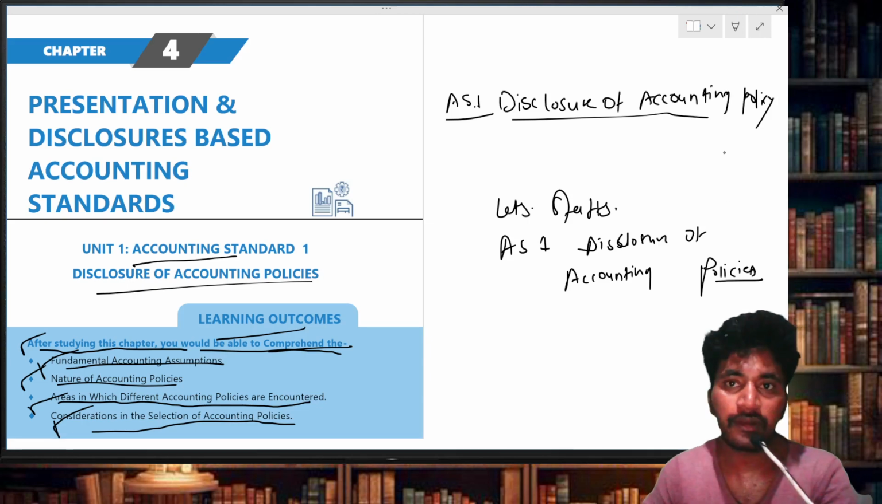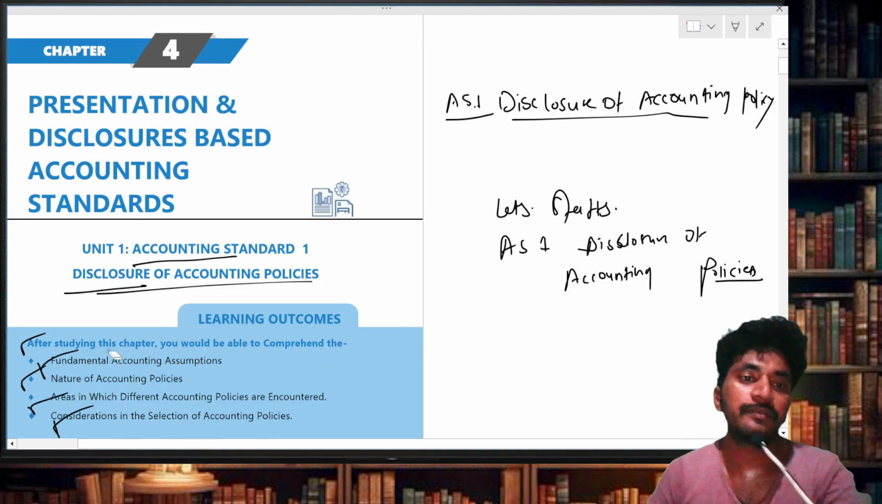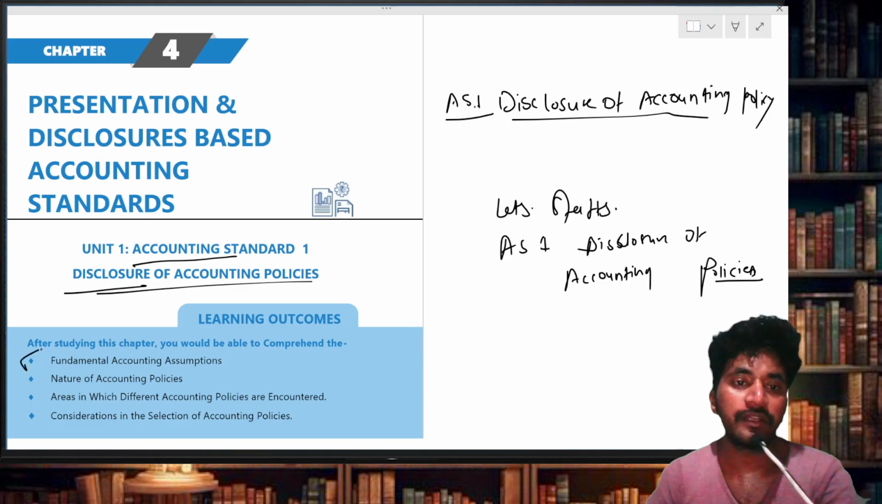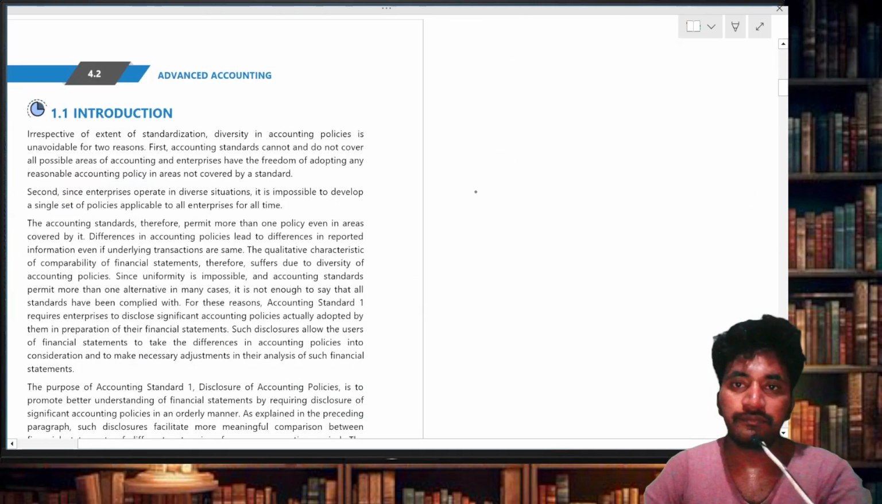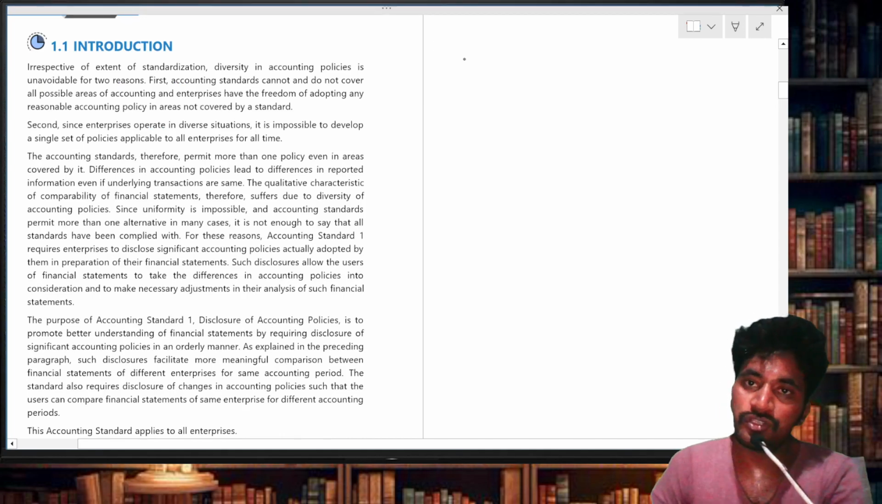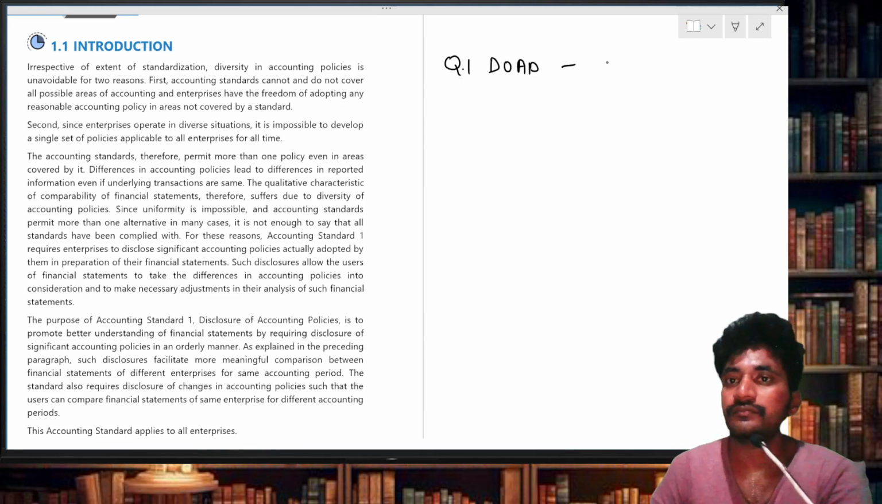Let's start chapter number 4, presentation and disclosure based accounting standard. Accounting Standard 1, disclosure of accounting policy. After studying this chapter, you should be able to compare the fundamental accounting assumptions, the nature of accounting policy, areas in which different accounting policies are encountered, and considerations in the selection of accounting policy. Accounting Standard 1, disclosure of accounting policy. Introduction.